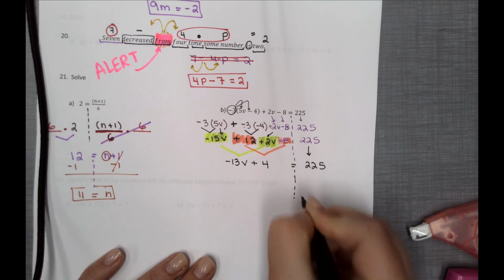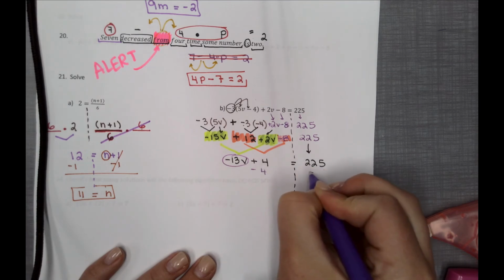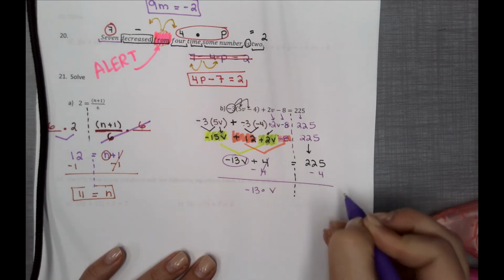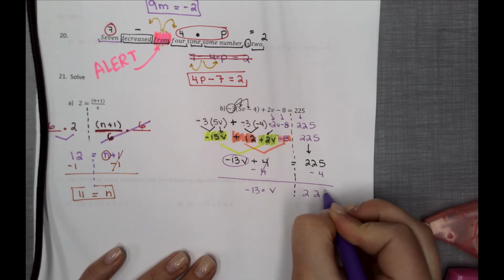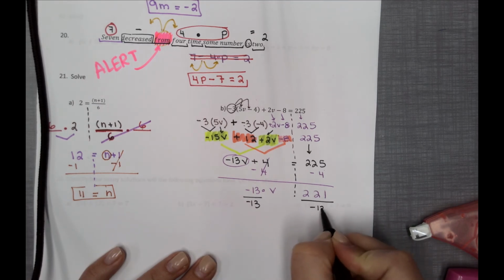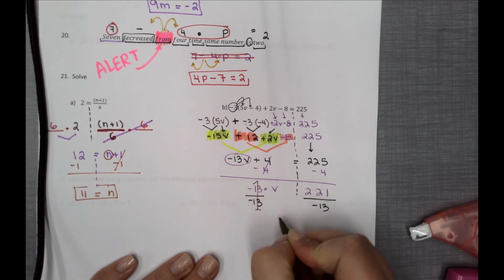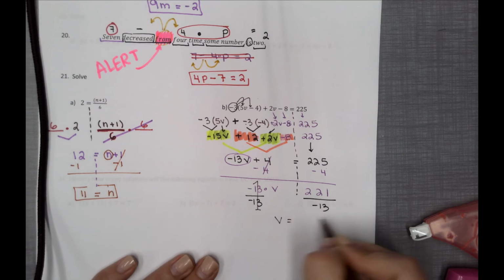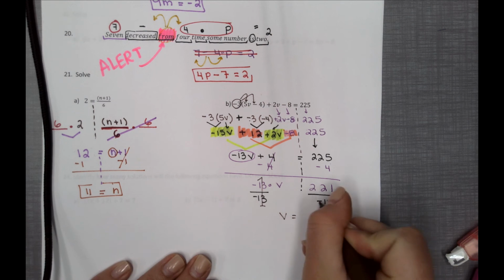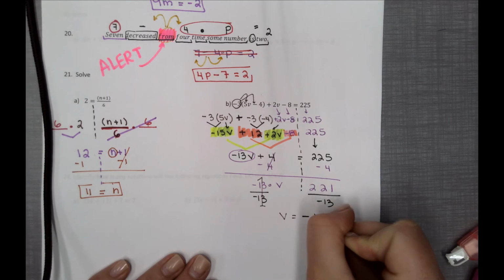Dotted line for balance. Circle the term with a v in it, so I'm going to subtract 4, subtract 4. Negative 13 times v is what we have. Here we have 221. Divide by this negative 13. Now this is one of those questions in class where I did ask you to use a calculator. So this is not going to be on your multiplication table. So if you have a calculator, you may use a calculator for this question. We have a negative positive, so negative is my answer. And this is 17.